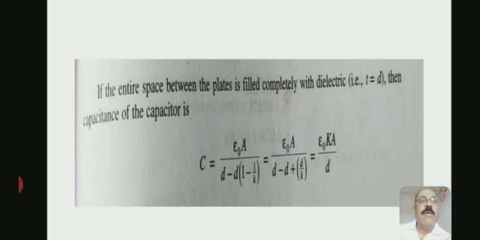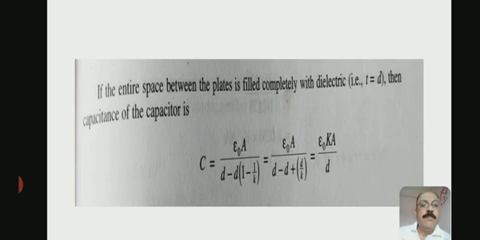Then t is equal to d, that is, the thickness of the slab is equal to the separation between the two plates. Then the capacitance of the capacitor becomes, wherever there is t, put d. So C is equal to epsilon naught A divided by (d minus d into (1 minus 1 divided by K)).